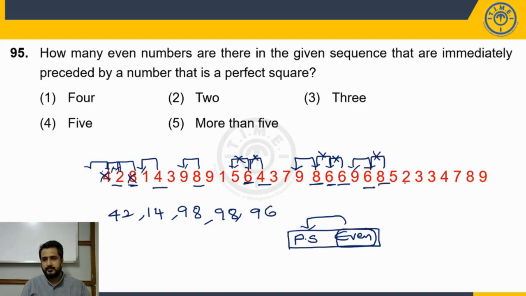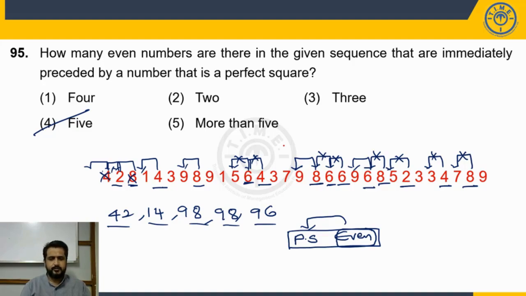Even number, preceded by a perfect square? No. No. No. No. So how many are there? 5. 1, 2, 3, 4, 5. Choice 4. Okay. For counting it will take some time. We cannot do anything here.